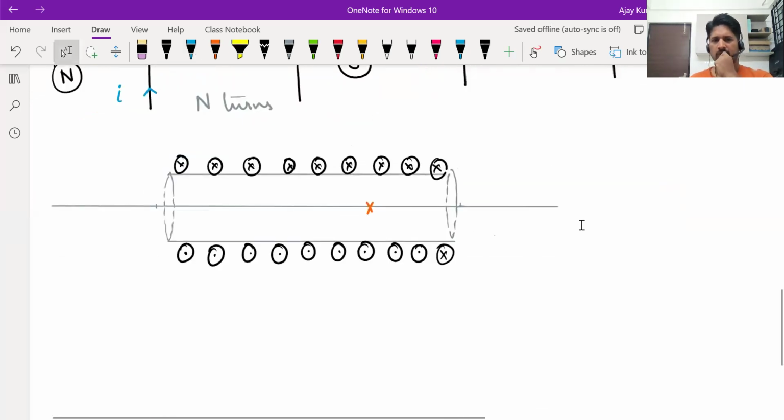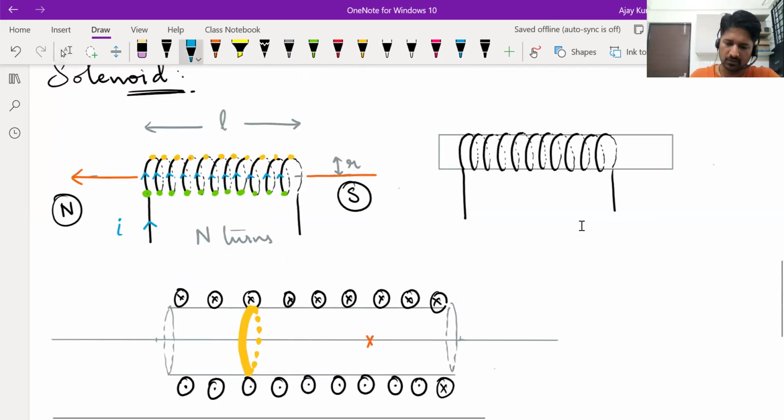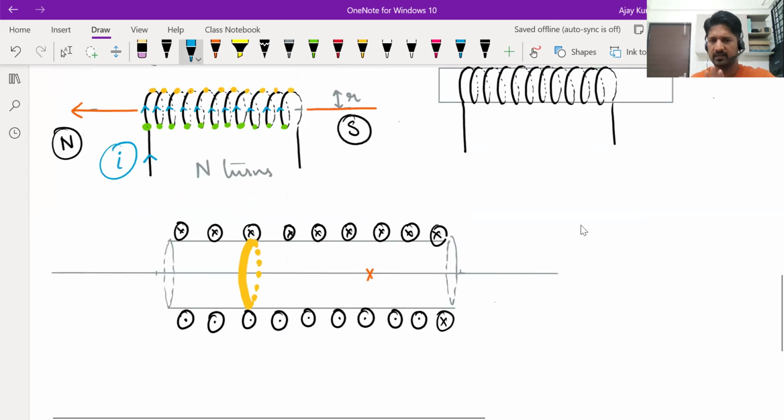Fine. So we have to consider one circular loop in this, find out how much field it produces, and integrate that. Okay, let's consider a circular loop in this. I'll mark it in yellow. Let's say this one. The current in the solenoid is I, which means every circular loop has the same current I. So this also will be having a current I, but we'll come to that point. The current we'll have to discuss.